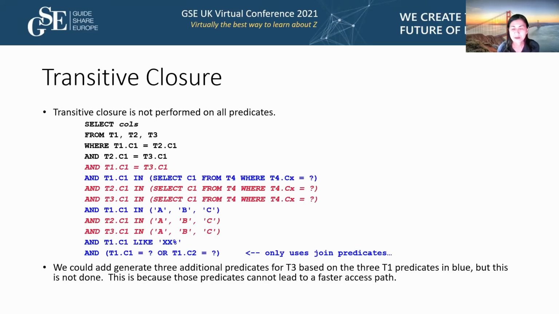Transitive closure is not performed on all predicates, as we already mentioned, like the LIKE predicate in a non-correlated subquery, which we don't generate. In this example, we can see there are 3 predicates on T1 in blue. From these 3 T1 predicates in blue, we can generate additional predicates for table T3. But in this case, it's not being done because the cost could be expensive, and it may not lead to a faster access path.